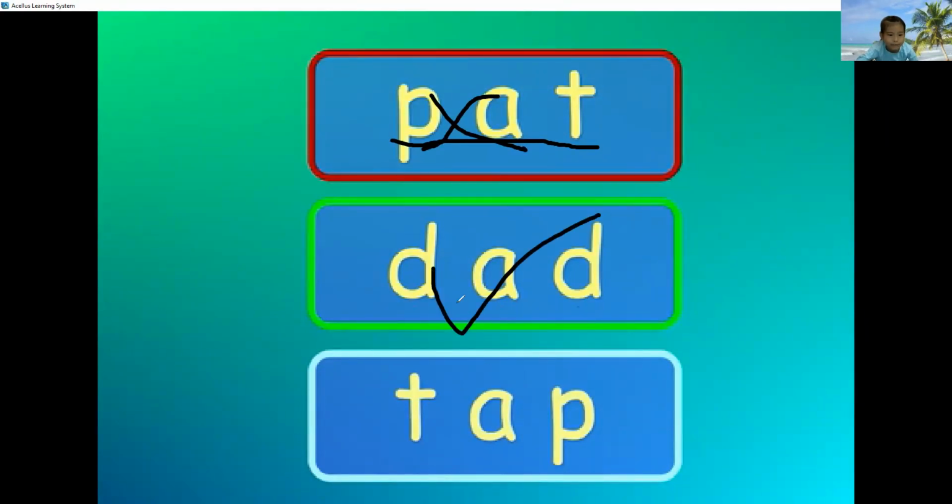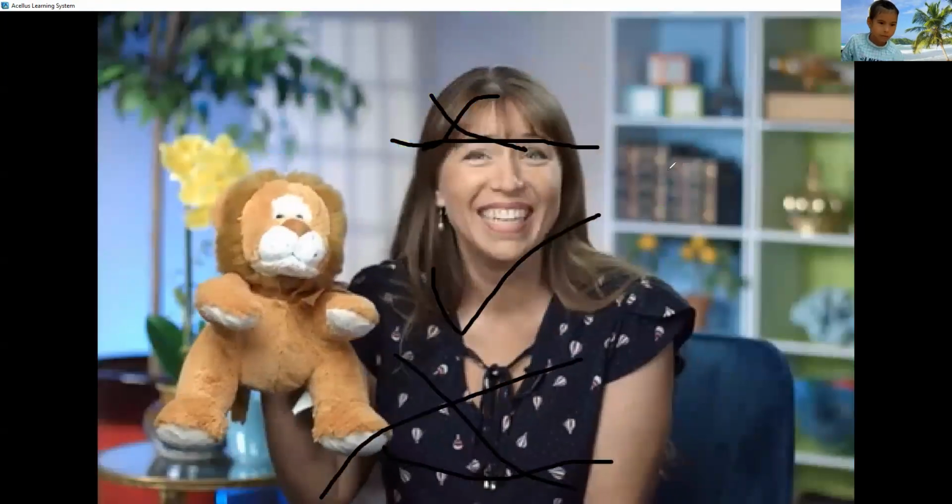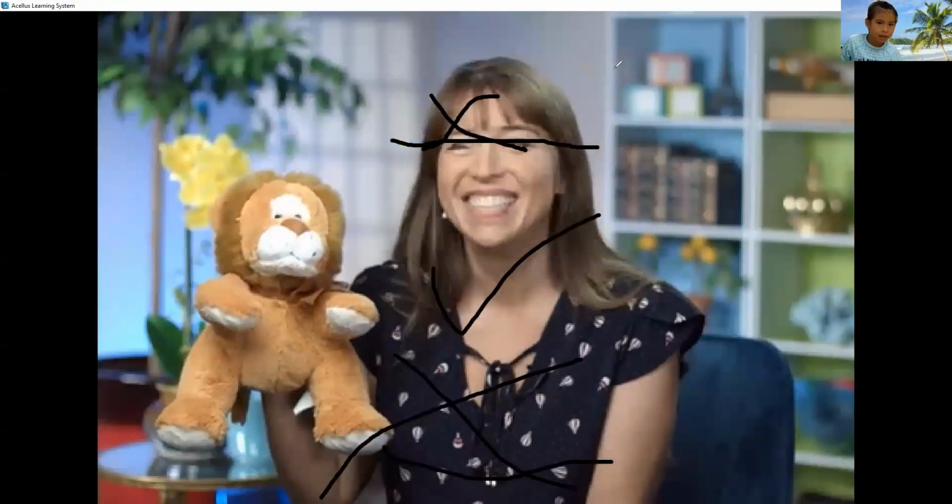What about the last one? What do you see? Say T, A, P. Tap. Oh, tap. Like you might tap your toes. Right. Very good. You found dad really fast. Let's try it again. See if we can find it fast. Are you ready?